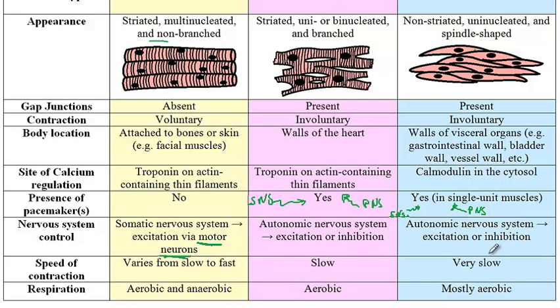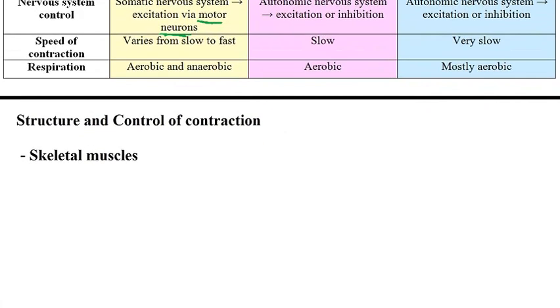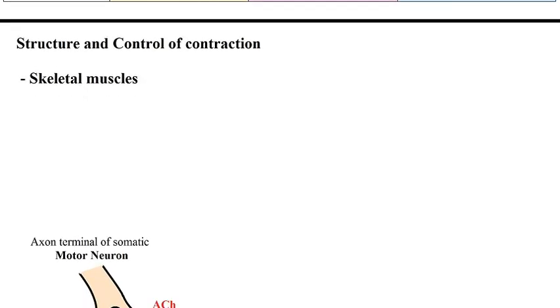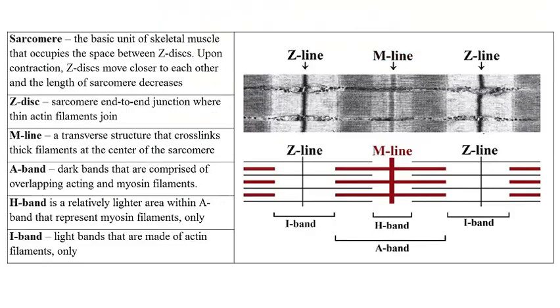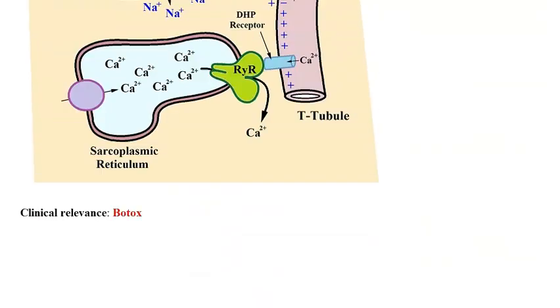Okay? And then regarding their mode of respiration, whether it's aerobic or anaerobic, skeletal muscles rely on both aerobic and anaerobic respiration. Cardiac muscle relies on aerobic respiration, and smooth muscles rely mostly on aerobic respiration. Now next, let's discuss the structure and the mechanism of contraction of the skeletal muscles, and following that, we will discuss the sarcomere structure.